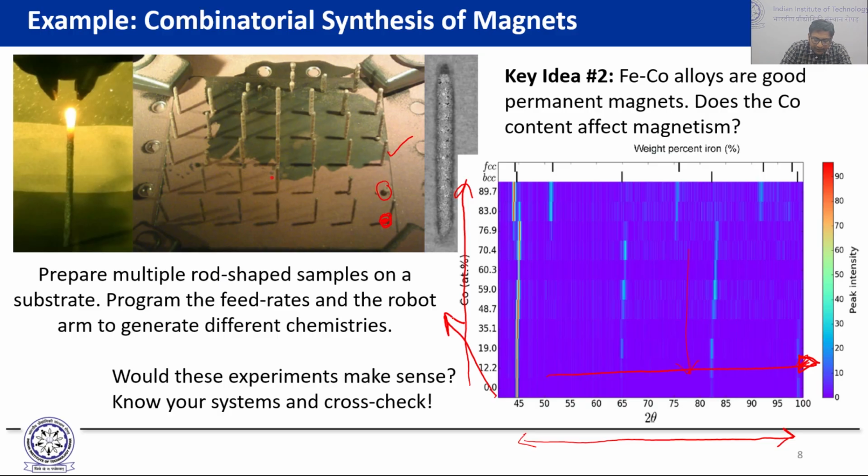So as you can see, beyond certain critical compositions, new peaks start to appear, and then some of the peaks that were appearing at the lower cobalt concentration start to go away. So in that sense, what you are doing is you are able to capture the phase transition as a function of composition at a given temperature.